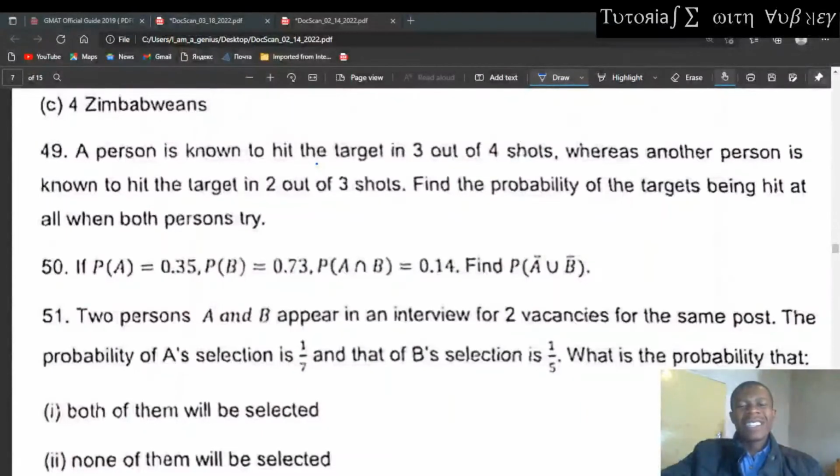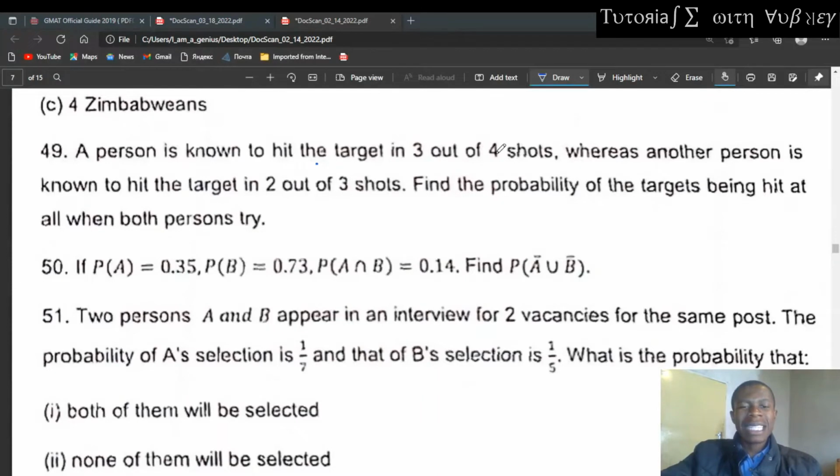All right, so let's kick off this lesson with some questions. Question 49. A person is known to hit the target in 3 out of 4 shots, whereas another person is known to hit the same target in 2 out of 3 shots. Find the probability of the target being hit at all when both persons try. All right, so we have two people here.